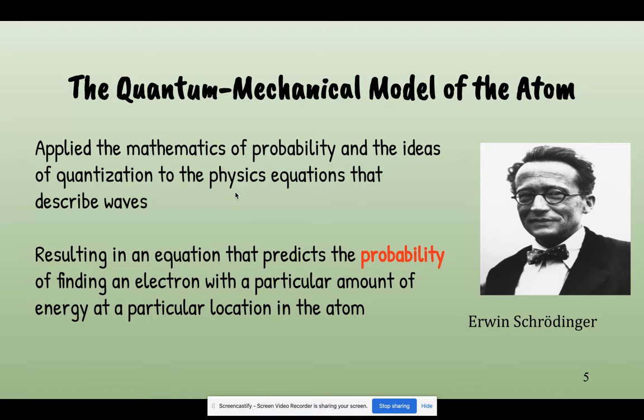So the idea of applying probability and the ideas of quantization to waves. Essentially that results in an equation that predicts the probability of finding an electron with a particular amount of energy at a particular location in the atom. So what does that mean?